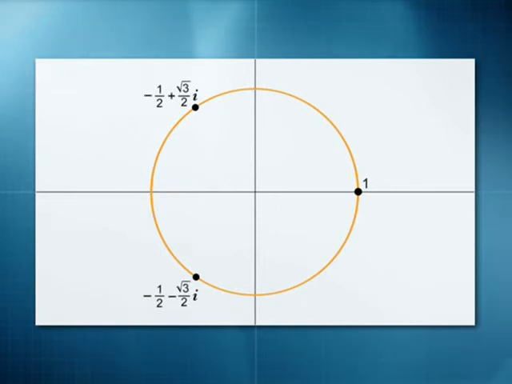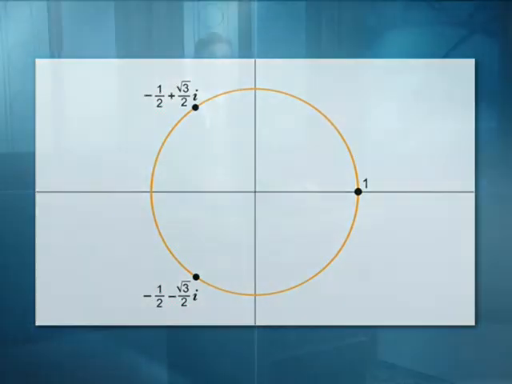And there's a lot more that we haven't had a chance to touch on. If we were doing 4th roots of some number, they would also be equally spaced on a certain circle. It's a really beautiful mathematics here as you study the roots of complex numbers.